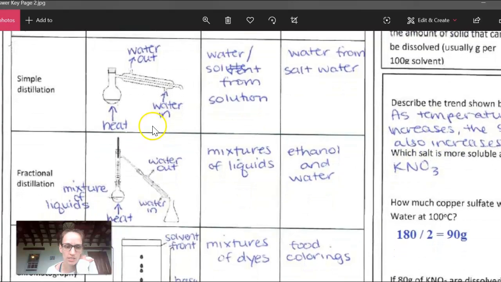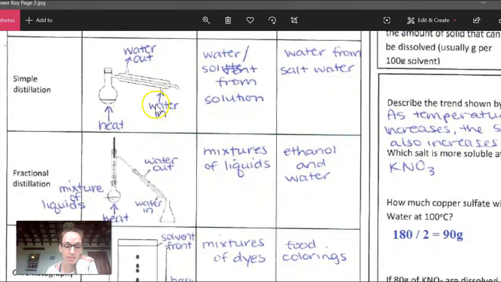Simple distillation is next. This is if you want to get the water, the other half of the solution. So if you heat it, the water will evaporate. It will then condense in the condenser here and collect down here. We usually have a flask or a beaker at the bottom to collect it.